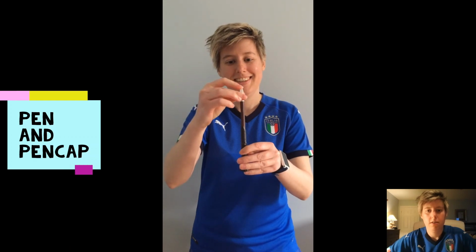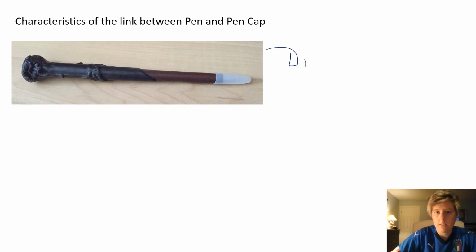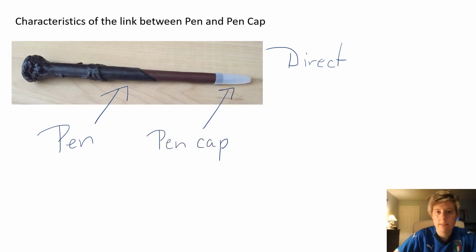Now we're going to see the link between a pen and a pen cap. We have our pen right here, and we have the pen cap. If we're looking at our pen and our pen cap, the first thing we can definitely say is that the link between the two is direct. The pen and the pen cap snap into place, and we don't actually need anything to hold the two together.